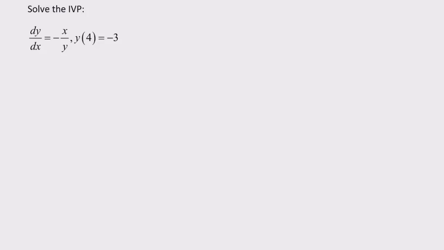All right, so dy/dx equals negative x over y, and we're given some initial condition of y of 4 equals negative 3. Okay, so we can separate these things. So that would put me at y dy equals negative x dx.